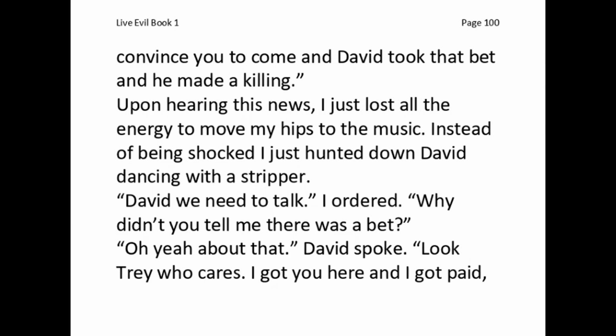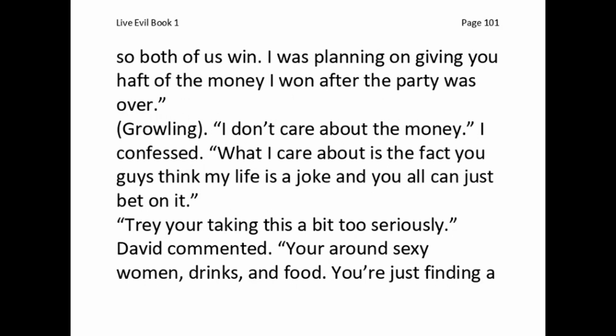Upon hearing this news, I just lost all the energy to move my hips to the music. Instead of being shocked, I just hunted down David dancing with a stripper. "David, we need to talk," I ordered. "Why didn't you tell me there was a bet?" "Oh, yeah, about that," David spoke. "Look, Trey, who cares? I got you here and I got paid, so both of us win. I was planning on giving you half of the money I won after the party was over." Growling.